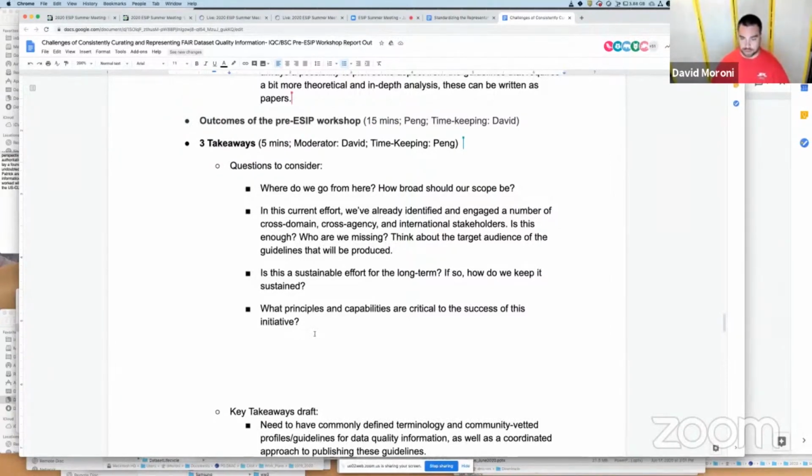In this current effort, we've identified and engaged, I would say, a number of cross-domain stakeholders, and also within the cross-agency realms and international realms. But is this enough? And who are we missing?